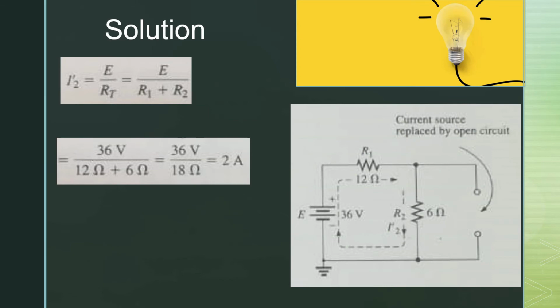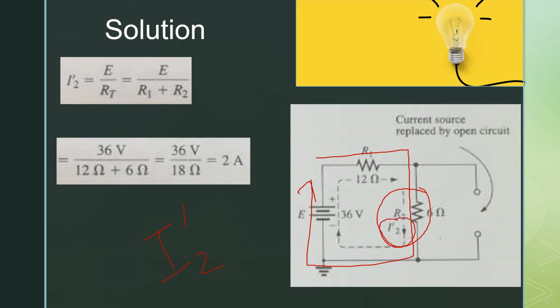In the first step, we have to take only one source. So we take the voltage source and remove the current source. We remove the current source by replacing it with an open circuit. Now from the figure you will see that when we remove the current source from the network, it becomes a simple series circuit. So the current through R2 is basically I2 prime.